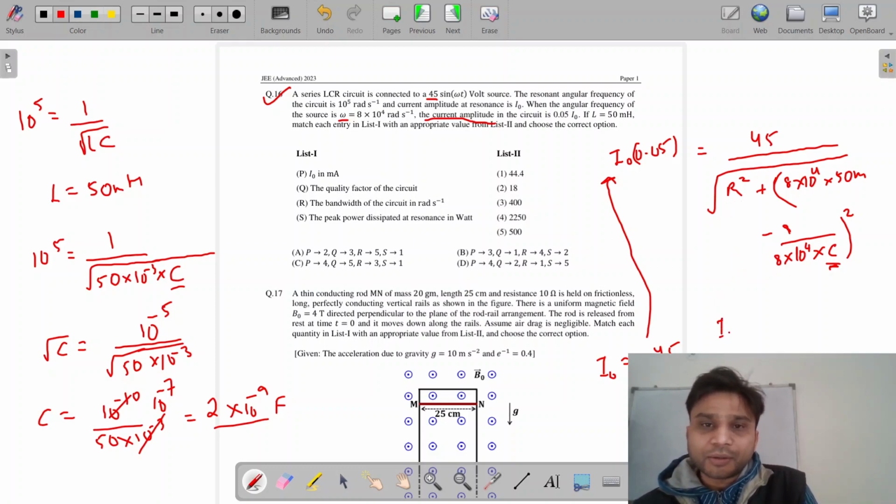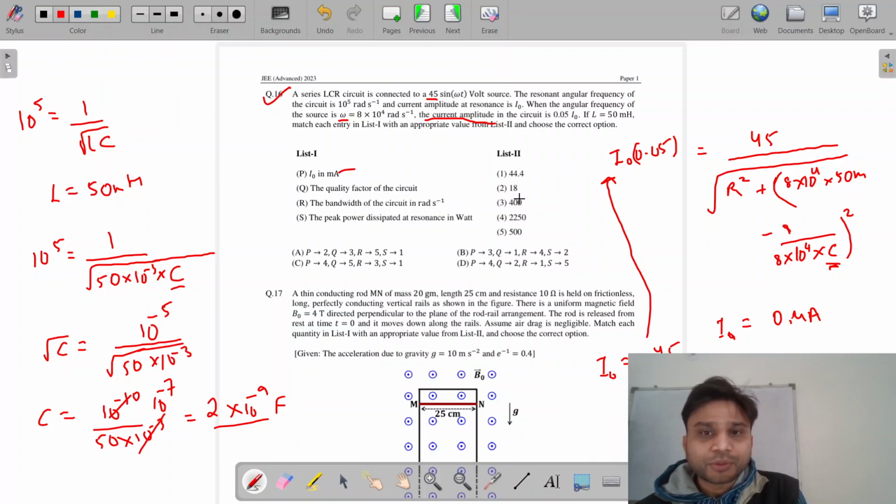So you'll get the value of I naught as 0.4 amperes. This is the value of I naught we'll get after calculation. Then we can match option P with the third option. So thankfully, that does the question for us. Option B is the only one in which P matches 3. But we can also do other parts of the question as well.